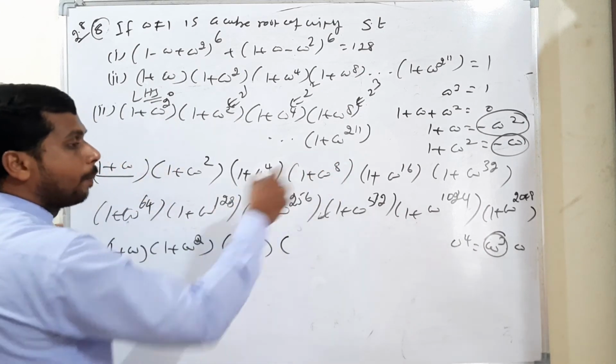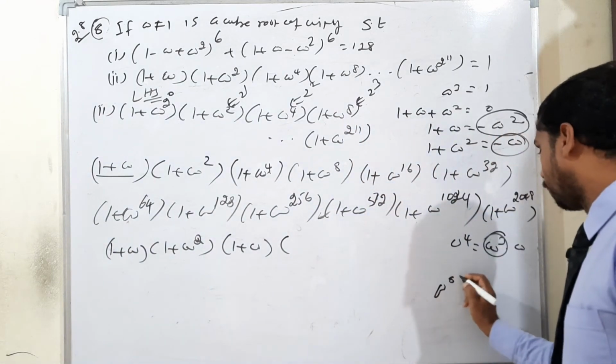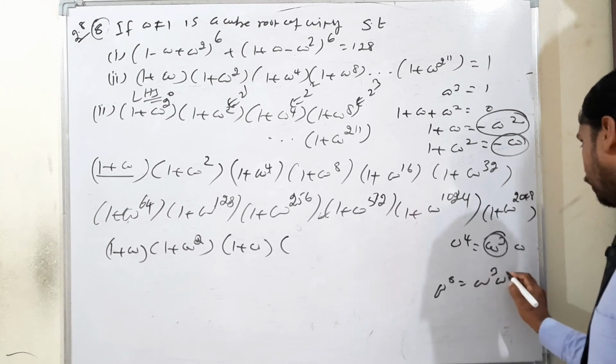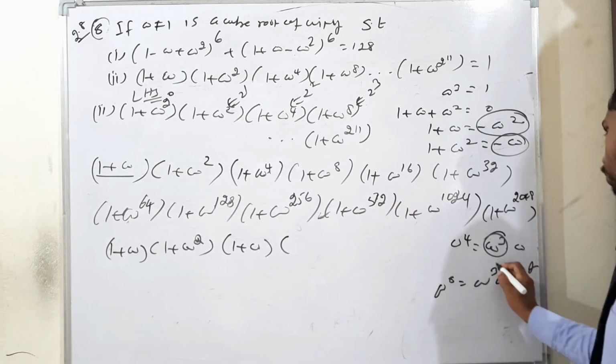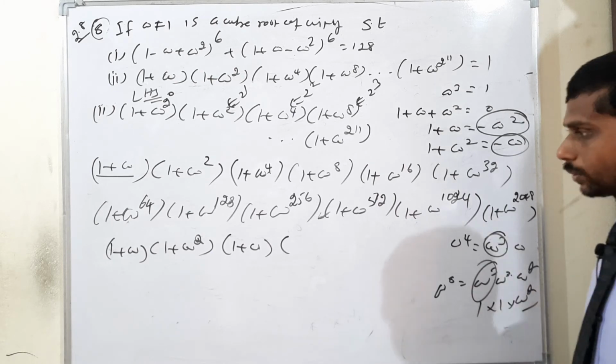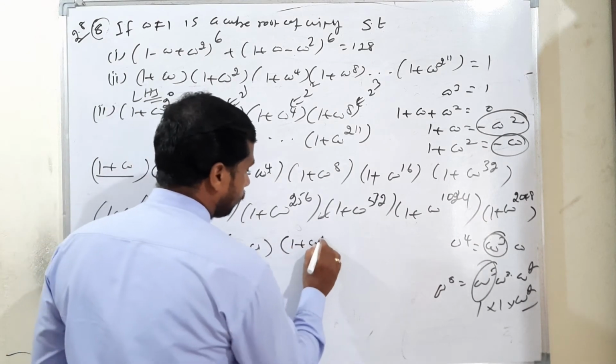Next step, omega power 8. Omega power 8 we can write as omega cube and omega square. So cube root of unity means 1, 1 into omega square. So omega square only will come instead of 1 plus omega power 8. So 1 plus omega square.